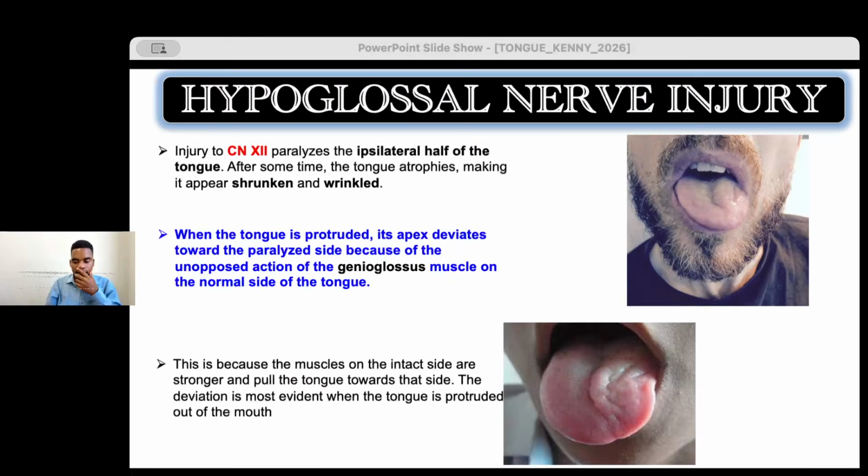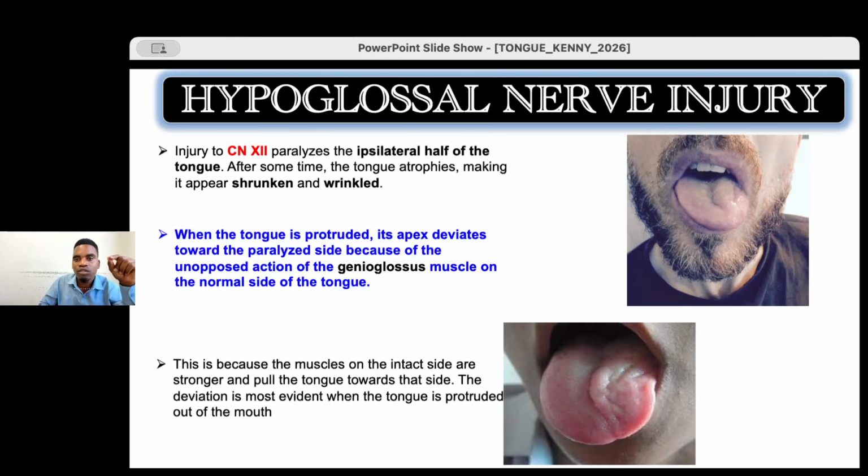Okay, so lastly, let's discuss injury to the hypoglossal nerve. Remember, we have two hypoglossal nerves, one on the right and one on the left. So if someone has an injury to the left hypoglossal nerve, for example, they will have paralysis of the left half of the tongue. Remember, we have also divided the tongue into two halves by the median sulcus, the right and left. So injury to the hypoglossal nerve will affect the same side of the tongue.